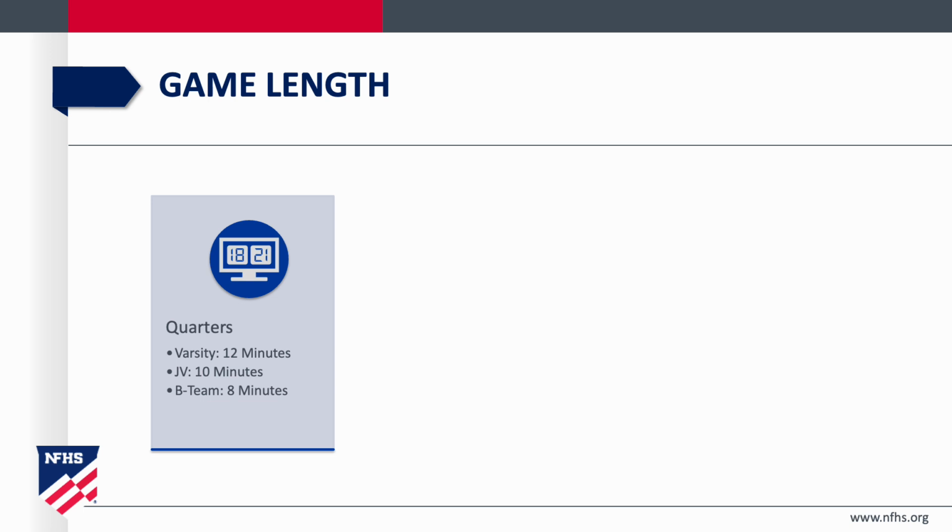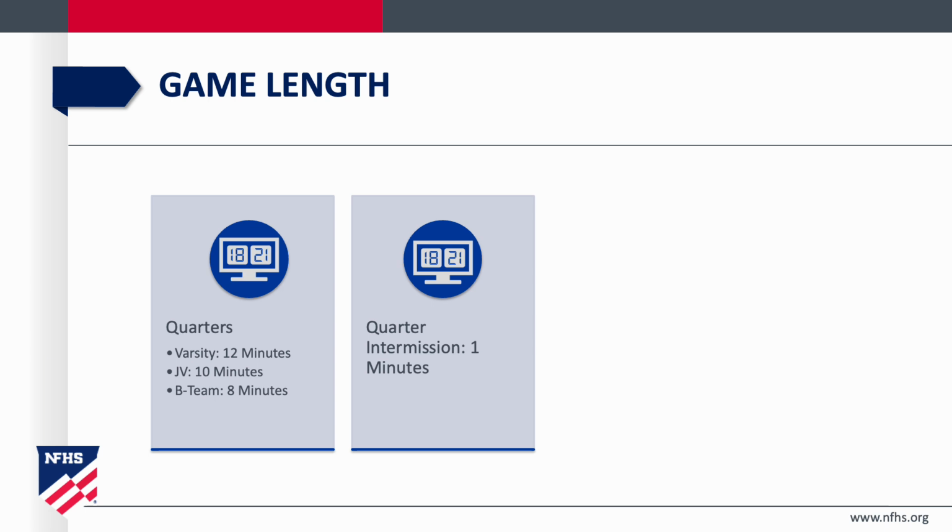For SCISA, a JV game is any game that involves ninth graders but isn't varsity. B-team games have 8-minute quarters. These games cannot have any ninth graders involved. At all levels, there is a 1-minute timeout between the first and second quarter and the third and fourth quarters.